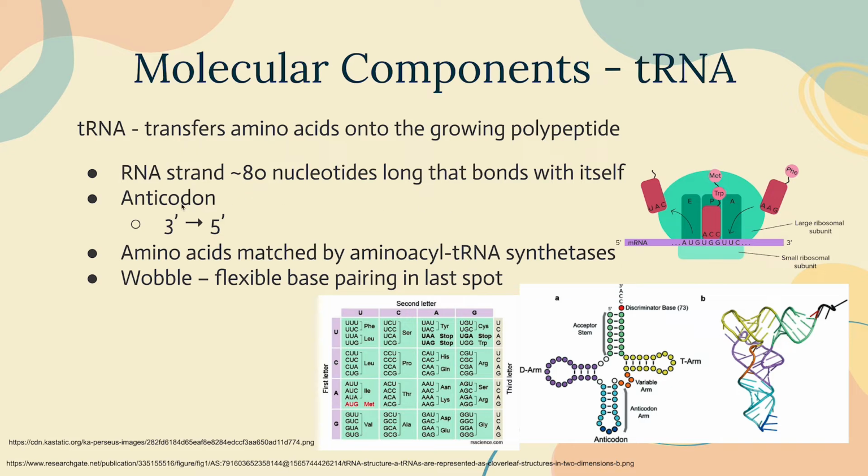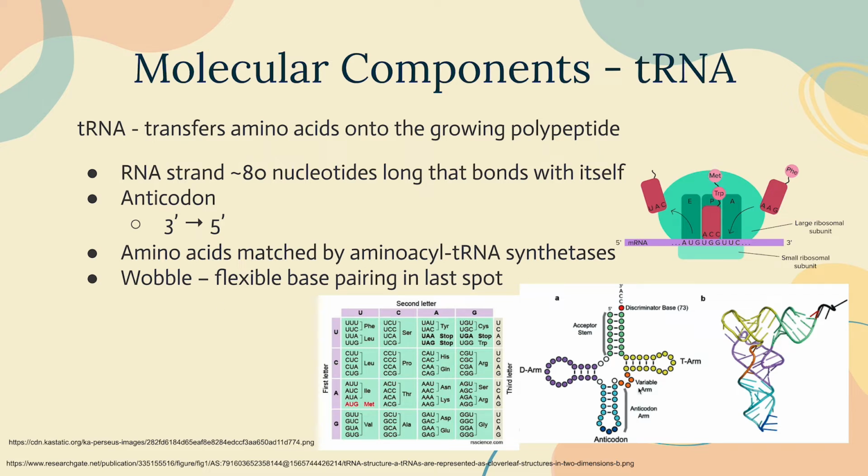It has an area called the anticodon, and this is the place that recognizes the codons in the mRNA, and you read the anticodon 3' to 5'. They can be in two states, basically, charged or uncharged. Charged is when it has an amino acid attached right here. And the amino acids are matched by aminoacyl tRNA synthetases.